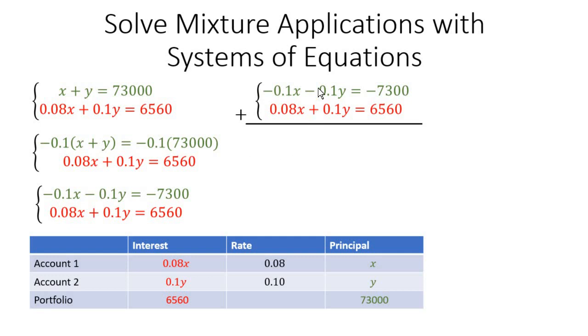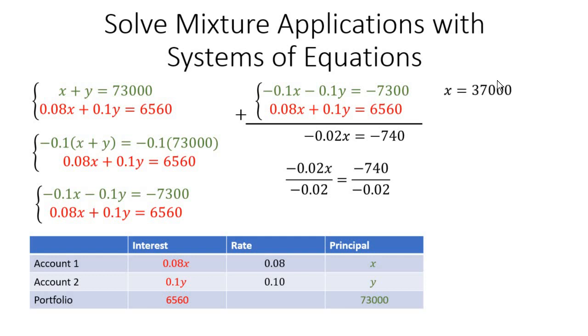Now I can add these two equations together. When I add them, the negative 0.1Y and the positive 0.1Y will cancel, and negative 0.1X plus 0.08X is going to be negative 0.02X, and negative 7,300 plus 6,560 is negative 740. Last thing now, to get X by itself, I just divide both sides by negative 0.02, and the left side will just give me X, while the right side will be 37,000. So X, which is the amount of principal invested in account 1, is 37,000.